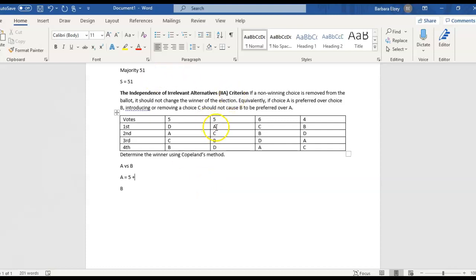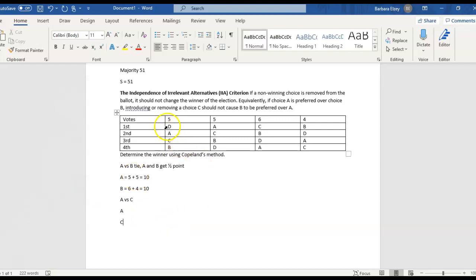Then if we look over here, A is preferred, so A will get these 5. And here, B is preferred, so B will get those 6. And B is preferred here, so it will get those 4. And we have, looks like a tie between A and B. And remember, in a tie, both get half. So a tie, A and B get 1/2 point here. All right, well, let's go on to A versus C.